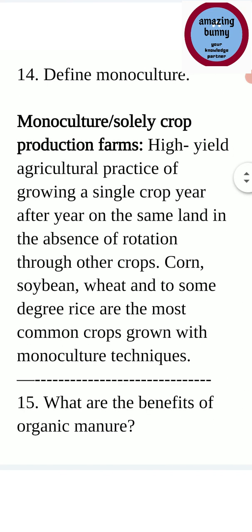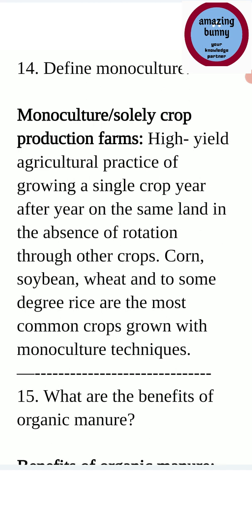Define monoculture. Monoculture or sole crop production farms are high yield agricultural practices of growing a single crop year after year on the same land in the absence of rotation through other crops. Corn, soybean, wheat and to some degree rice are the most common crops grown with monoculture techniques.